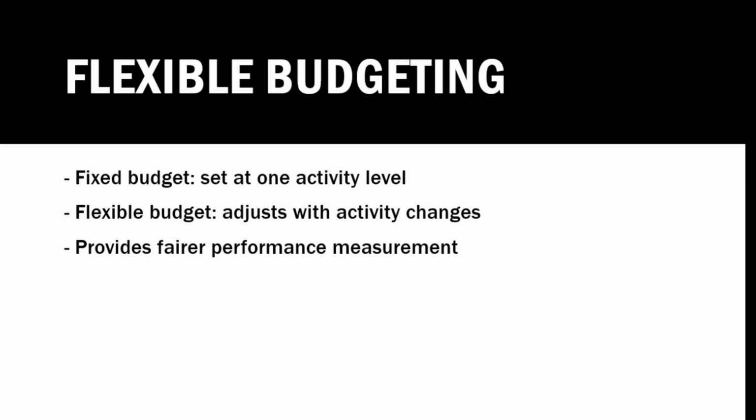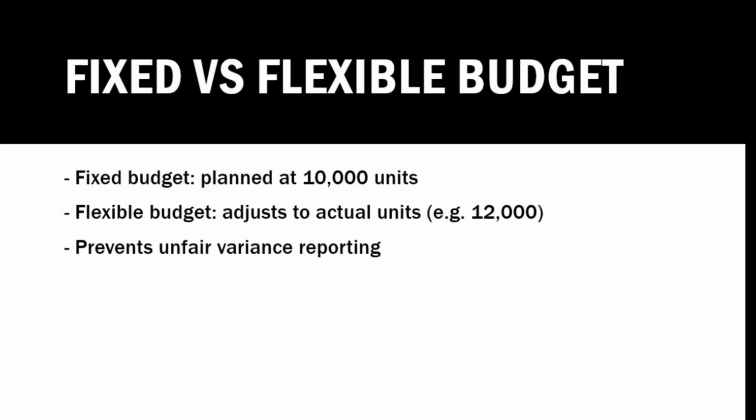Think of it this way. A fixed budget means we plan to make 10,000 units. A flexible budget means if we actually made 12,000 units, here's what the cost should have been. This prevents unfair variance reporting. Flexed budget. A flexed budget is prepared after the fact at the actual activity level, but using budgeted cost data. This lets us isolate efficiency variances instead of just volume variances.